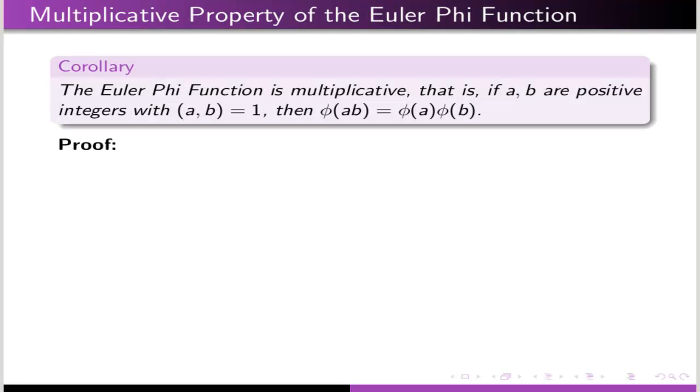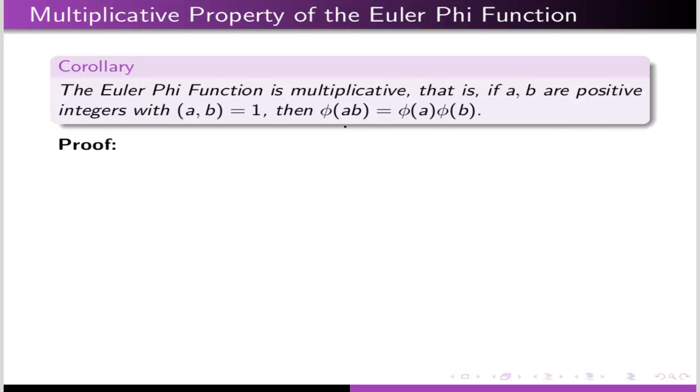Okay, now let's look at the multiplicative property of the Euler phi function. So what do I mean by calling it multiplicative? The Euler phi function is multiplicative. That is, if a and b are positive integers with a and b relatively prime, then phi of a times b is phi of a times phi of b. So it's not quite a multiplicative homomorphism, because you have to restrict a and b to have this condition right here. It's not true for all values of a and b.